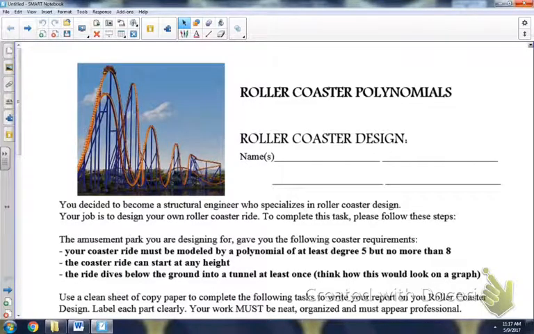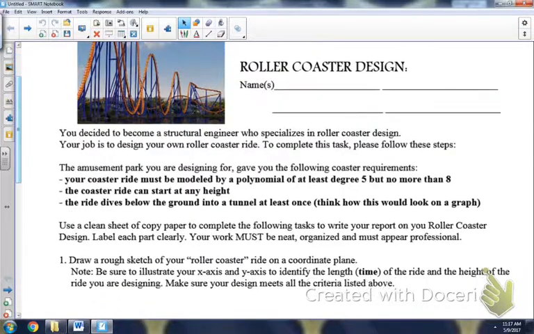Okay? All right, so where it says the amusement park you are designing for gave you the following roller coaster requirements. Your roller coaster must be modeled by a polynomial of at least degree 5, which means that's the number of roots, but no more than 8, because you're going to be multiplying them together. So you have to have at least 5 roots, and the max you could have was 8 roots.